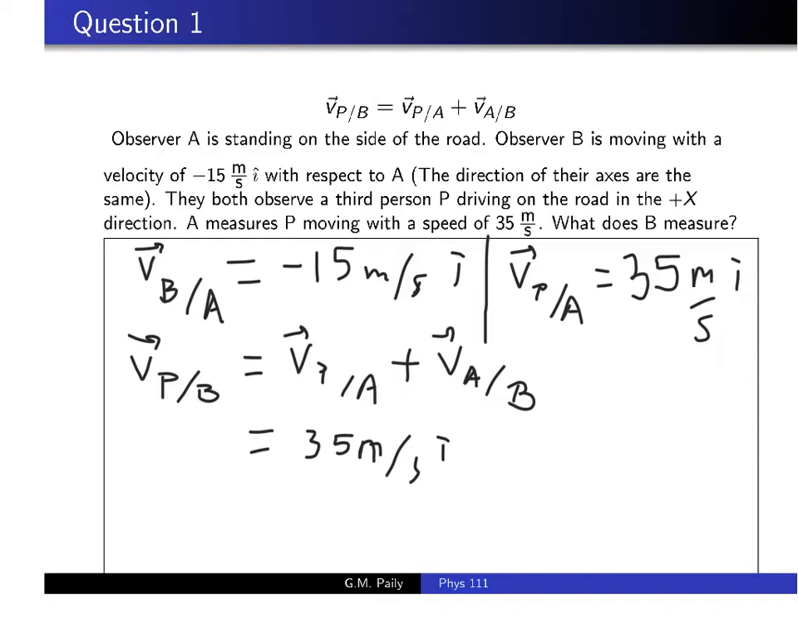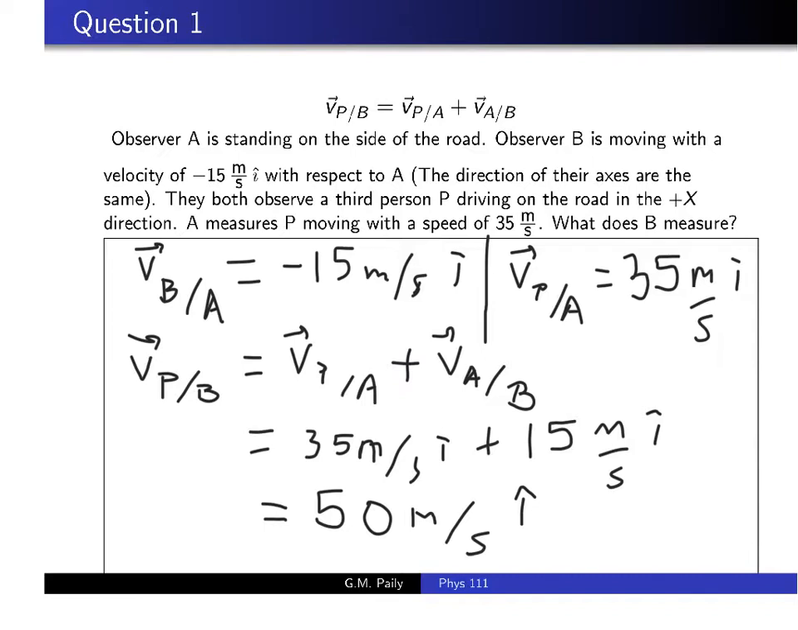In this case, A sees B as moving backward in the negative I hat direction, and so B would see A as moving forward in the positive I hat direction with a speed of 15 meters per second. Putting this together, we see that P, as observed by B, is moving with a velocity of 50 meters per second I hat.